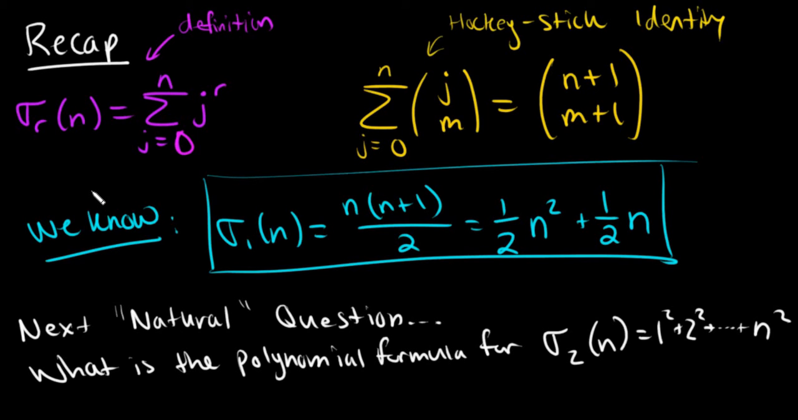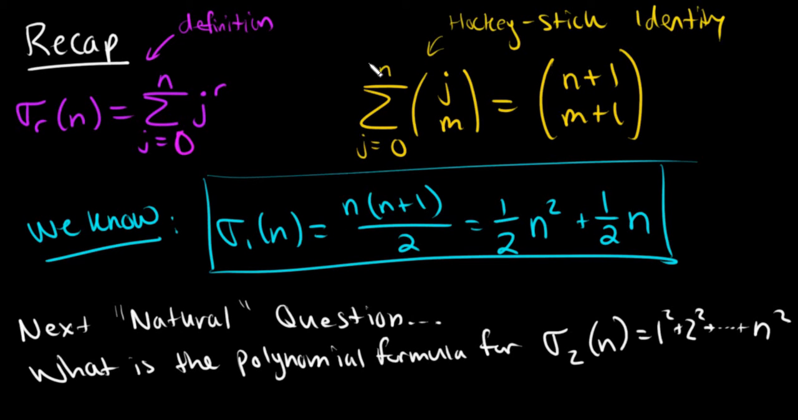Okay, let's recap what we've learned so far. We've made the definition that sigma r of n should be equal to the sum from j equals 0 to n of j to the r. So for example, if I want to know what sigma 2 of n is, I actually have it written down here. It's 1 squared plus 2 squared plus all the way up to n squared. And if it was concerned with sigma 3 instead, then it would be 1 cubed plus 2 cubed plus n cubed.